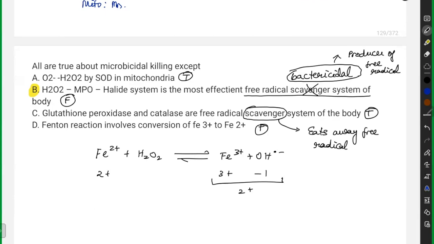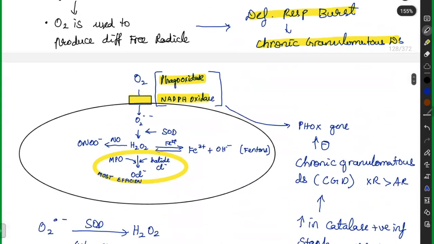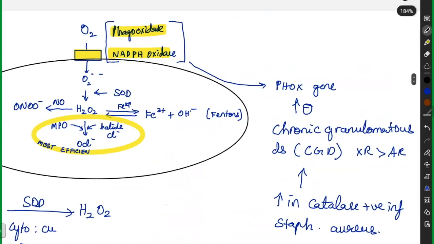Chronic granulomatous disease is going to be an X-linked or autosomal recessive disease. So they are going to be inherited diseases in the microbicidal activity. Here there is going to be a defect in the gene that is encoding the phagocyte oxidase enzyme, that is NADPH oxidase. So when this NADPH oxidase is a problem, that leads to chronic granulomatous disease. X-linked recessive will be more than your autosomal recessive disease.